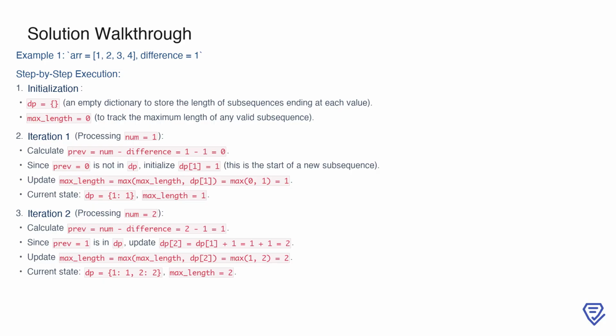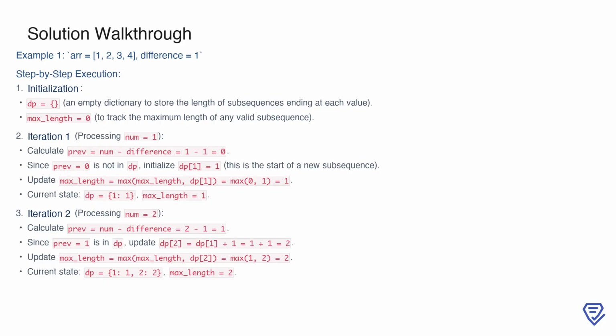Now, for the first number, 1, we calculate the previous number in the sequence using number minus difference, which gives 0. Since 0 is not in DP, we know no subsequence ends with 0, so we start a new subsequence with 1 and set DP[1] to 1. We then update max_length to be the maximum of its current value and DP[1], which is 1.